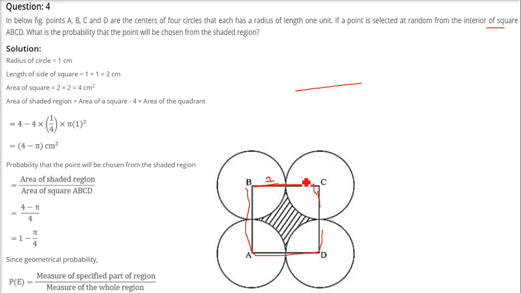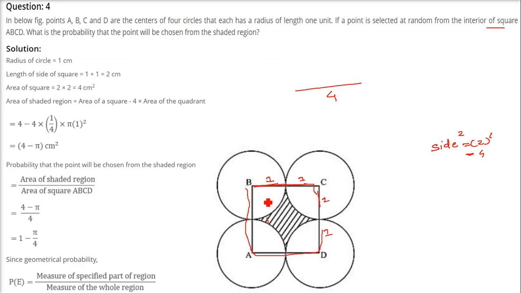See, this is 1 and this will be 1. This will be 1 and this will be 1. So the sides are 2. This is a square and the side is 2. So the area of the square is side squared, which is 2 squared, which is going to be 4. So let us put 4 here. Now we are interested in finding this shaded region because this is our area of importance, our favorable region.